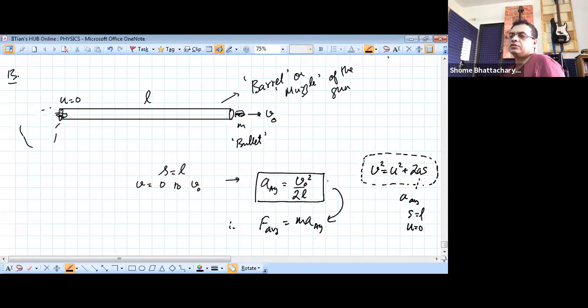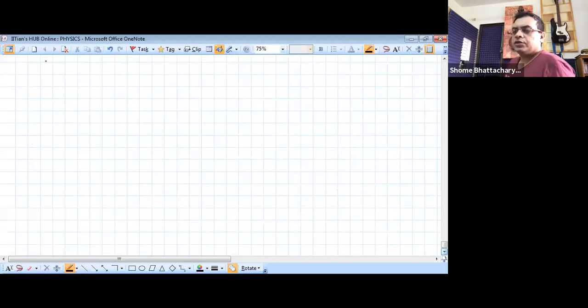In this question, this will become 500 squared divided by 1. So further, this will become 0.05 kg multiplied by this, which is 2.5 into 10 raised to the power 4. This kind of value you will get in newtons as the average force. Alright, so let's come to the last question, the 15th one.